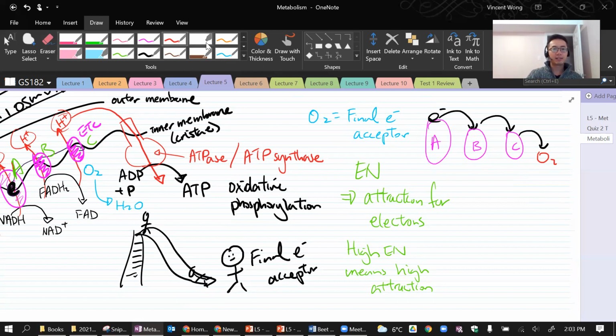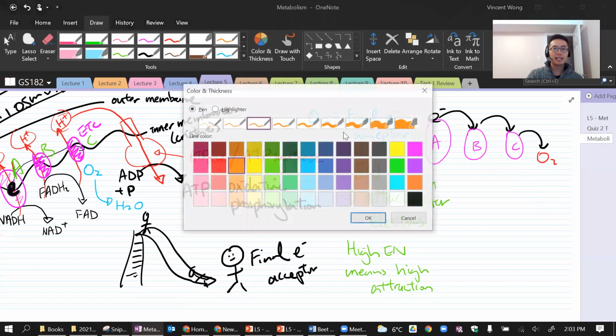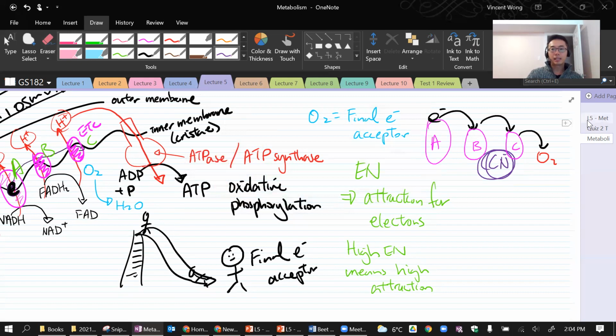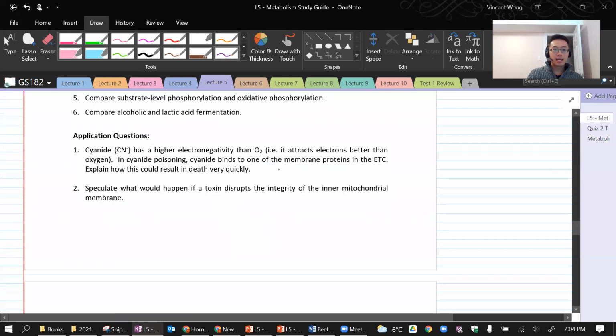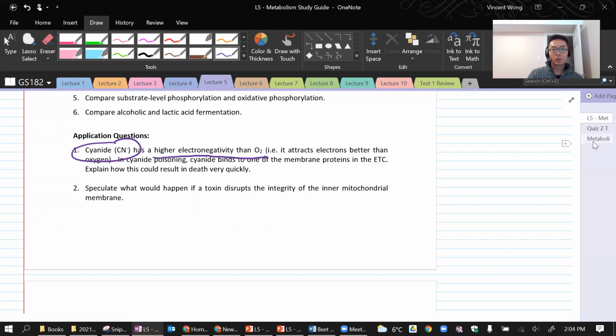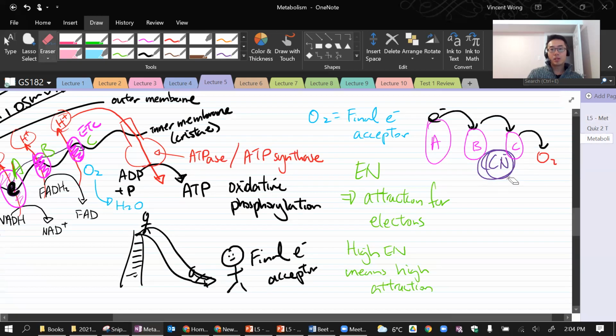So back to our question. It says cyanide, right? CN. Cyanide is a poison, and it will get stuck to one of the proteins. Never mind which one, it's just going to get stuck there. And the key thing here is that it says cyanide has a higher electronegativity than oxygen. Okay? So what does that mean? It means when you introduce cyanide, that's the strongest magnet, right?